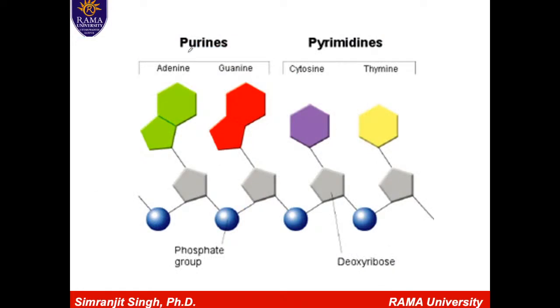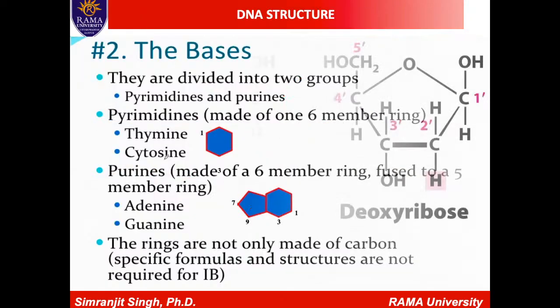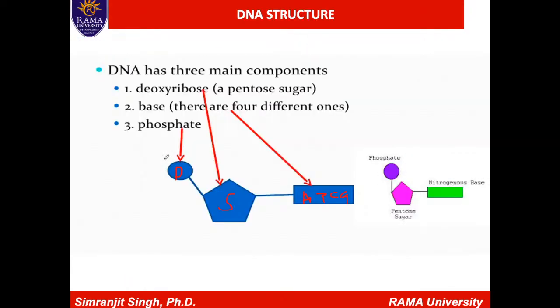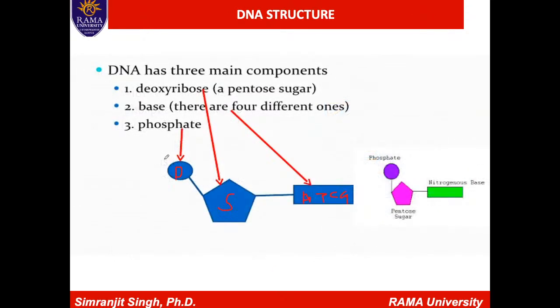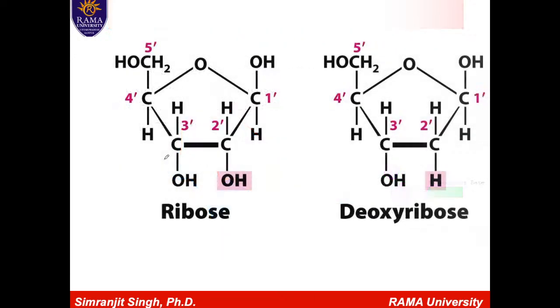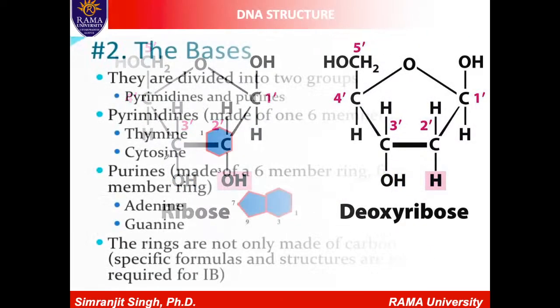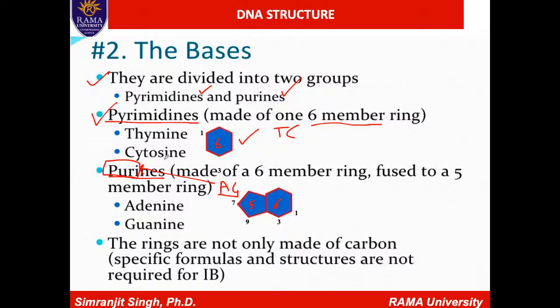Okay, now this one, the purines and pyrimidines. This is what we have discussed since the start of our class about the basics of DNA, how it looks, and we slowly started that it has three main components: ATCGs, nitrogenous base, sugar and phosphate. And we have discussed two types of sugars, and then we discussed purines and pyrimidines.